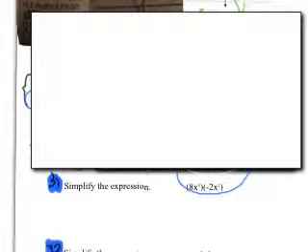Simplify the expression: 8x to the 5th power times a negative 2x to the 2nd power. If you remember the rule, if you're multiplying two variables with exponents that are the same base, you can just add the exponents.